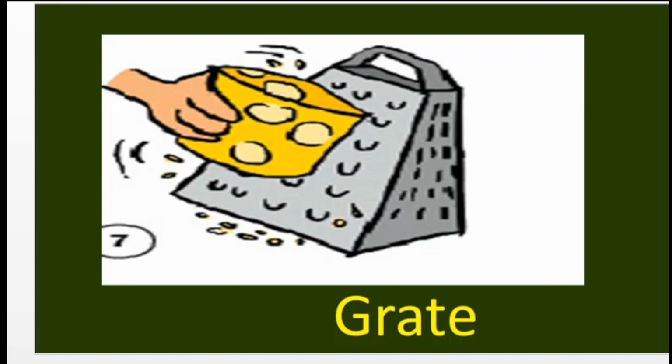Then grate. Grate means to reduce to small parts by rubbing into something rough. She is grating the carrot. She is grating the carrot to make salad. The cook is grating the cheese into the pizza. The cook is grating the cheese into the pie to make pizza.